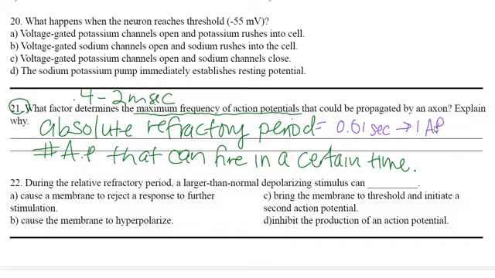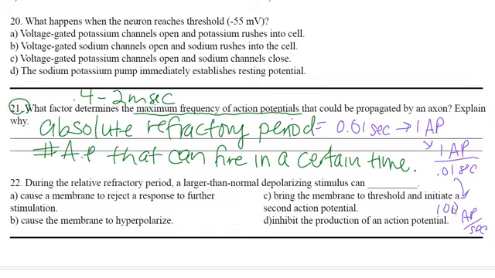So what do we do? Well, if we have 1 action potential in 1 second, because these are related to one another, we could say that 1 action potential divided by 0.01 seconds will give us action potentials per second. So we divide 1 by 0.01, and we get 100 action potentials per second. So that's one way we can answer this.